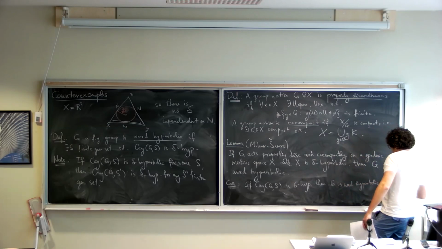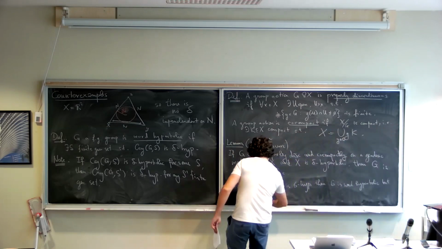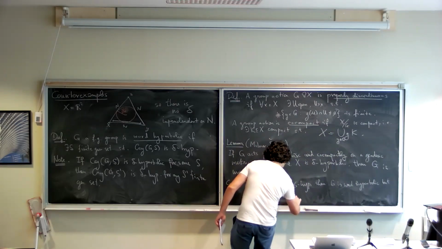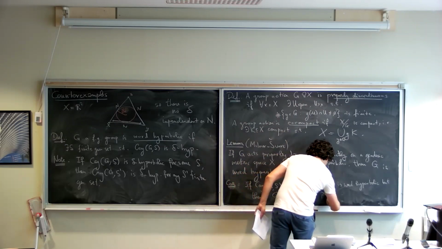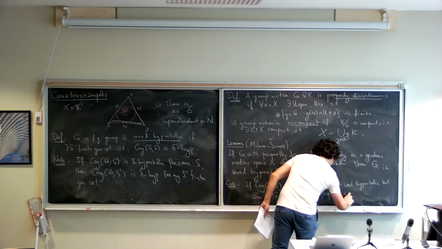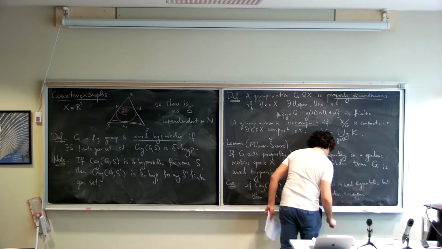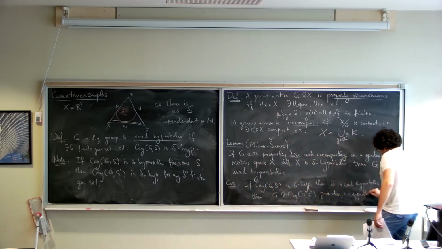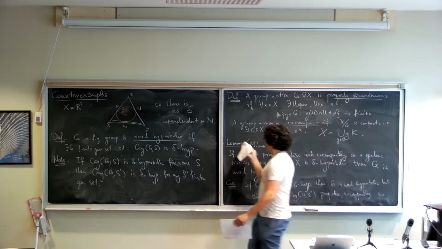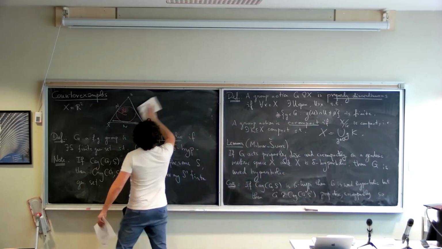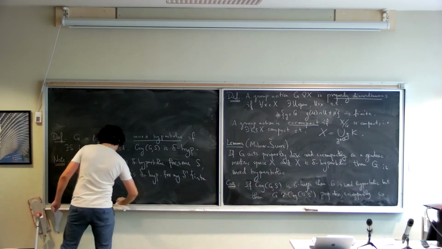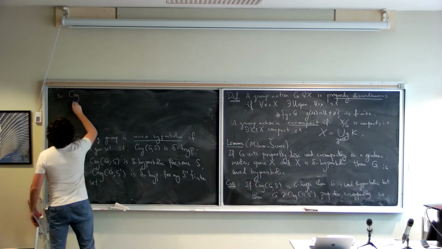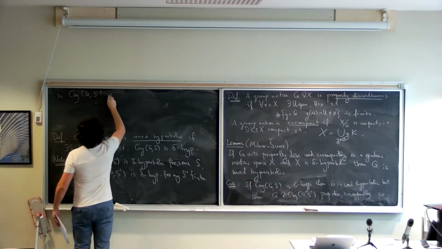But then G acts also on the other Cayley graph in a properly discontinuous and co-compact way. So the other one is also hyperbolic. So the Cayley graph of G for S prime is also hyperbolic.